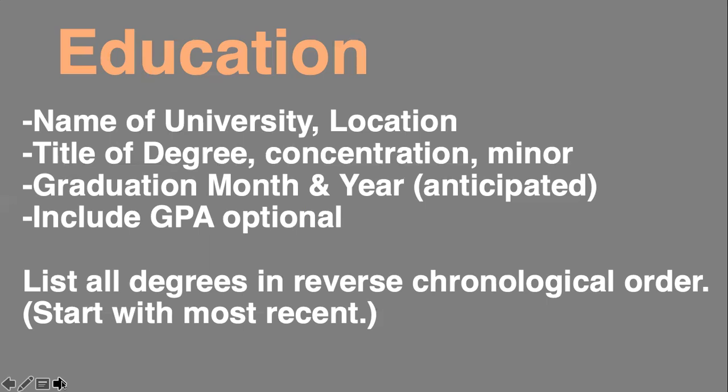So the education section is usually formatted like this: name of the university and location, which we typically bold, and the title of the degree. Again, you can reference the template out on our website for that. Include the title of your degree and your concentration. If you have a minor or concentration, add those as well.